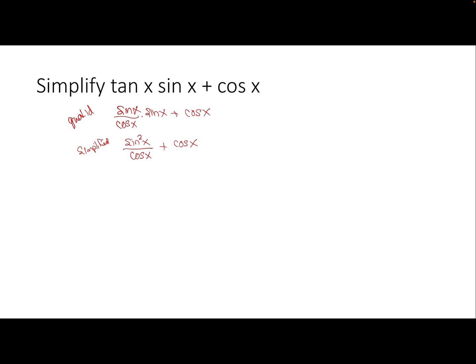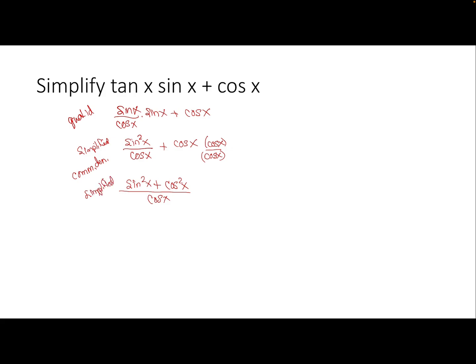then anytime we're adding a fraction to a number, we always get a common denominator. So if we get a common denominator, we're going to multiply the numerator and denominator of the cosine of x by the cosine of x. Because we're multiplying by 1, that's legal, that's legit. And so now we will have a sine squared of x over a cosine of x plus a cosine squared of x all over that common denominator. And so I simplified here.